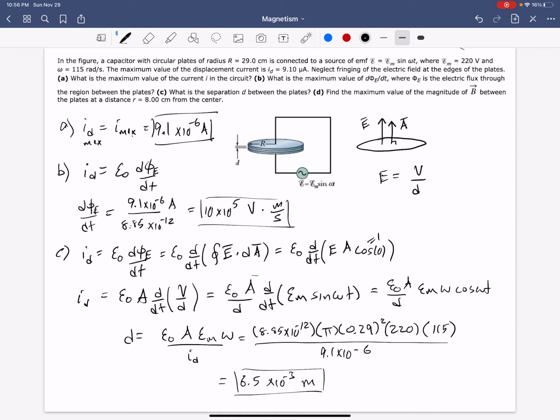So that's part C. We dissected the electric flux expression a little bit to extract the voltage and the distance. So that was part C.